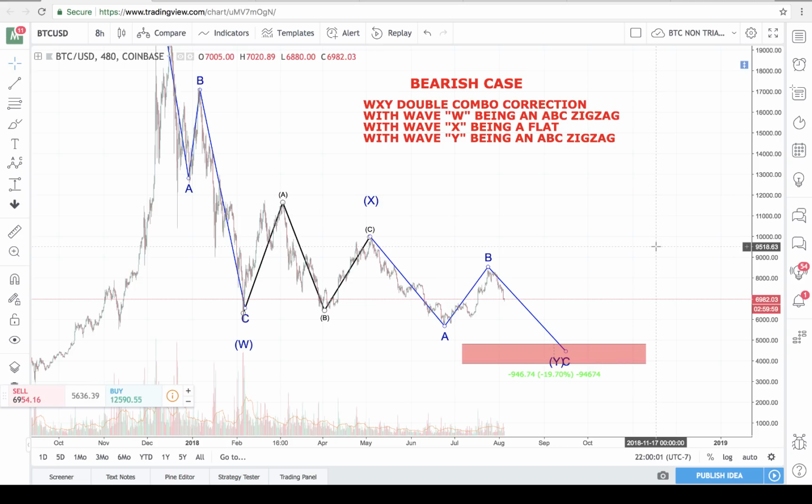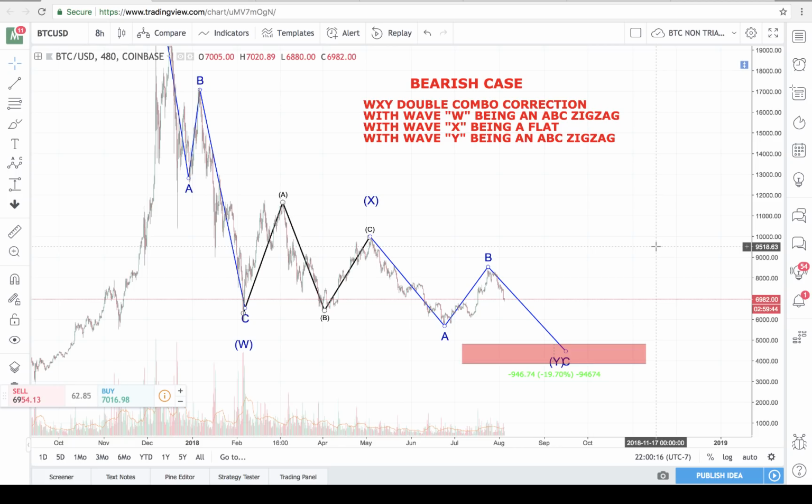So if you go and check out my previous video, it's the first chart that I talked about, and this is going to be the larger picture, the overall correction starting from $20,000. Which is the bearish case, which I said I've been leaning towards for a while now.